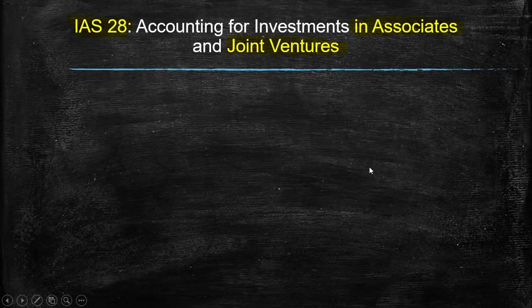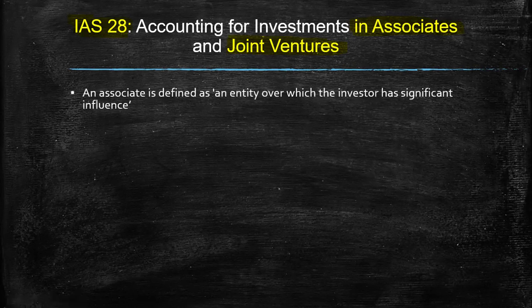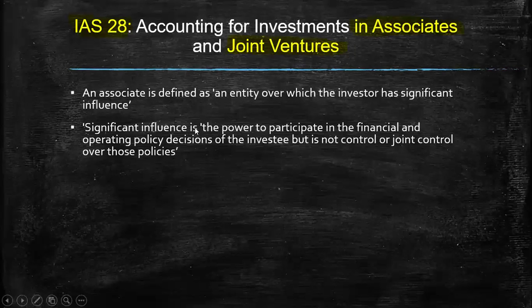Now, if you're investing in a company and you only have significant influence over that company, an associate is defined as an entity over which the investor has significant influence. So in terms of ownership percentage, that is between 20% and 49% of the investee company. Significant influence is the power to participate in the financial and operating policy decisions of the investee, but is not control or joint control over those policies. So, significant influence is the power to participate in the decision making, but it is not unanimous control that you have over the decision making of the associate company.